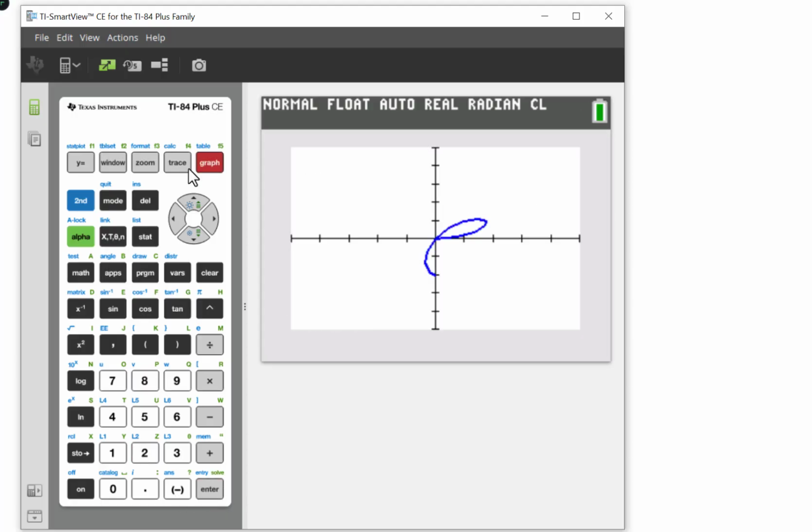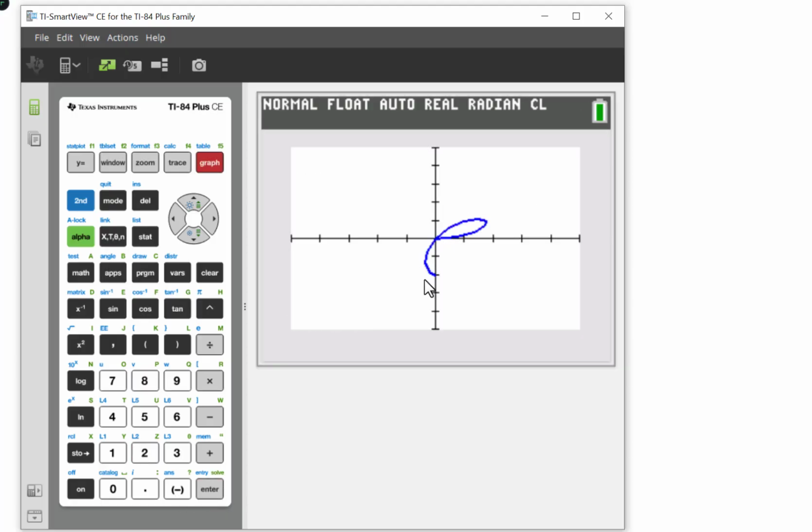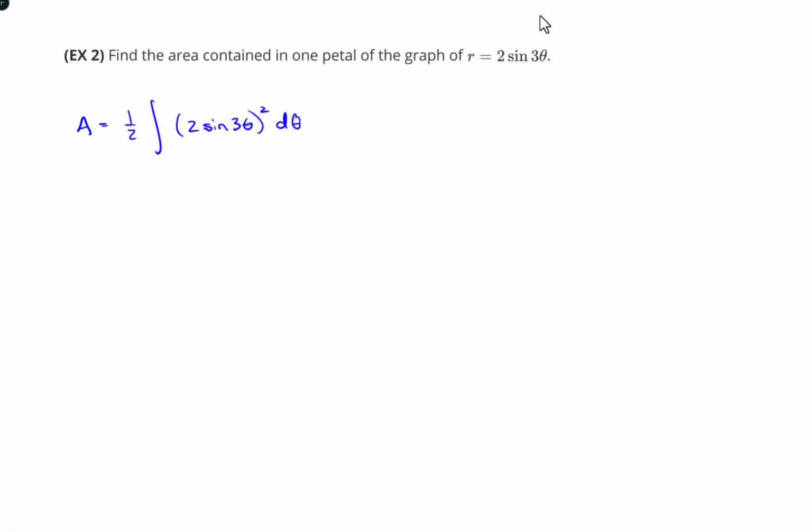Okay, when I graph it, now something has changed. So I'm only seeing half of that graph now. So this whole graph is drawn from 0 to pi. All I'm looking for is the area from one petal. So one thing I could do is take this knowledge and integrate from 0 to pi, but then multiply by 1/3 because there's 3 petals. And then I just divide the result by 3. So that's one way of handling it.